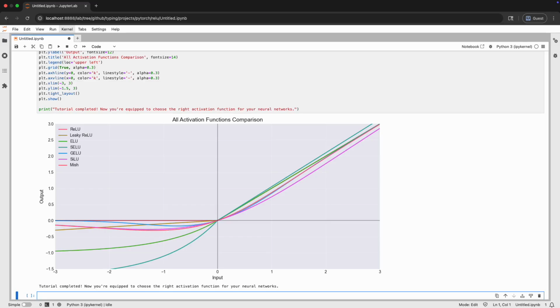That's all for this comprehensive tutorial on activation functions beyond ReLU. You now have the knowledge to make informed decisions about which activation function to use in your neural networks. Remember to experiment and validate on your specific tasks, as the best choice often depends on your particular dataset and architecture.